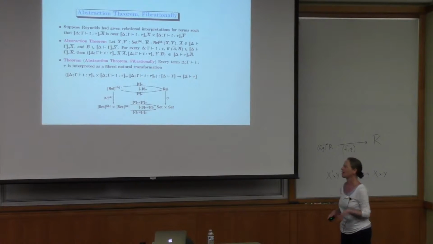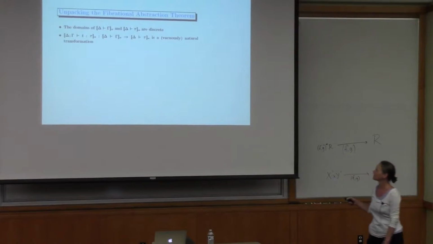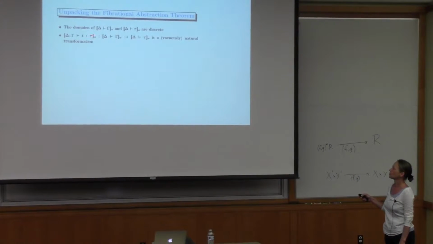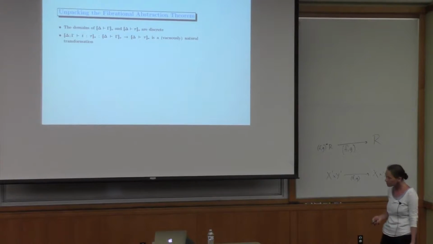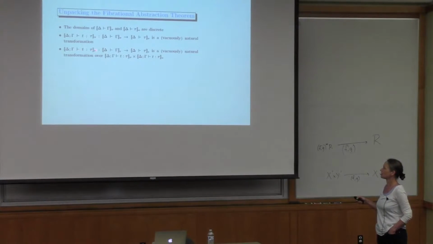So as soon as I make a map at all, I know that I've got a natural transformation. My domains of my interpretations of contexts and types are discrete, and that tells me that my object interpretation of my term is going to be, well, vacuously, a natural transformation between the context and the type. Same reasoning tells me that my relation interpretation is going to be a vacuously natural transformation between the relational interpretation of the context and the relational interpretation of the type.